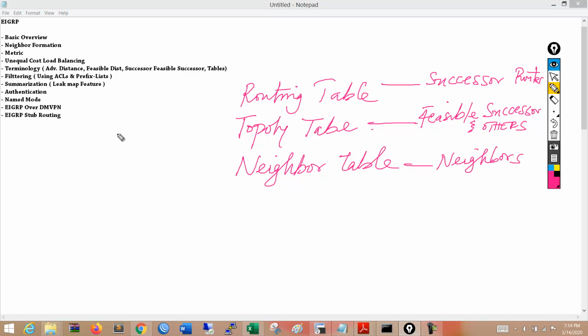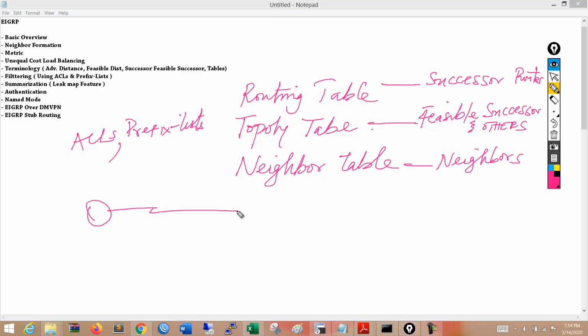Filtering using ACLs. Here we'll look at filtering with prefix lists. We'll filter with prefix lists as well as ACLs, but this I think is better done than said. Moving on, we'll go to summarization.